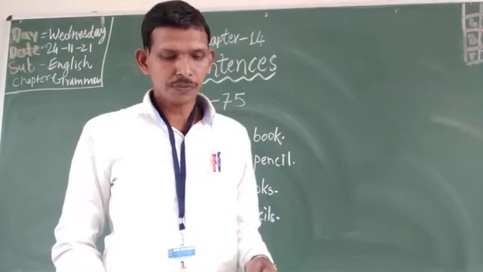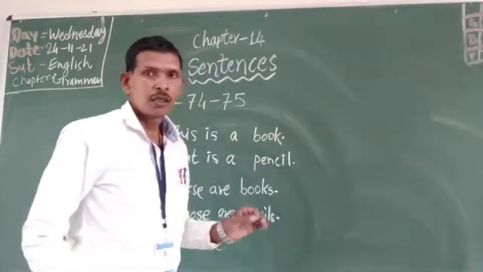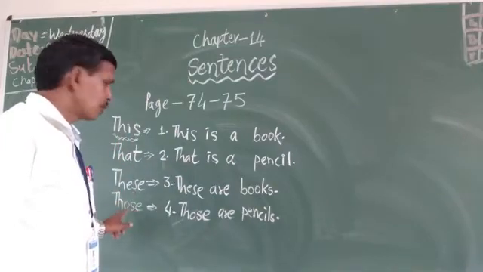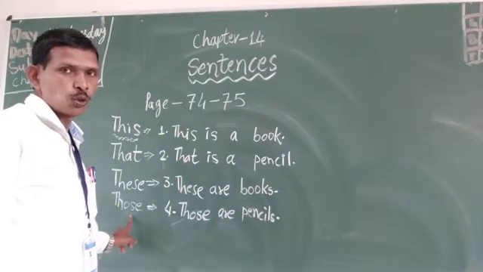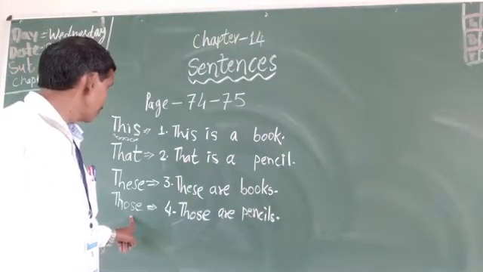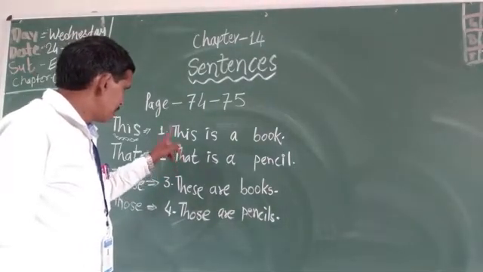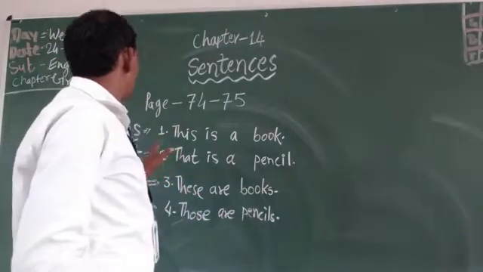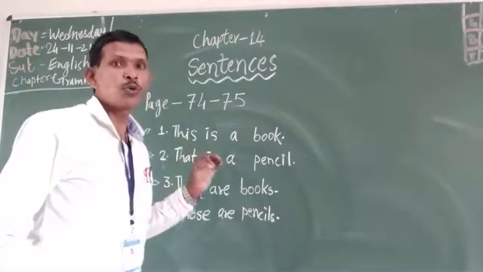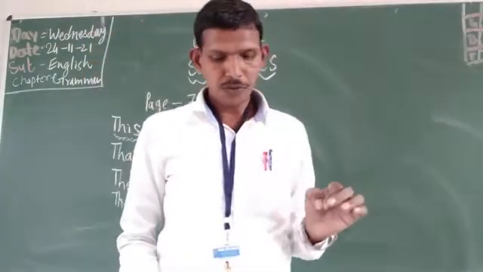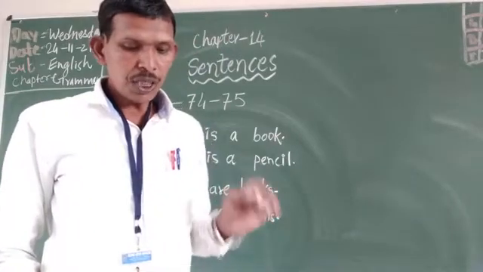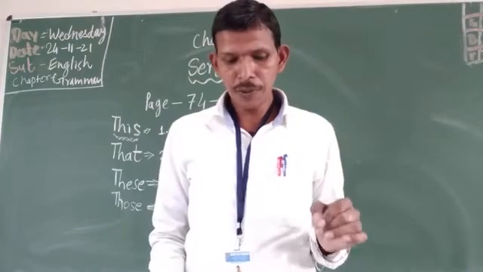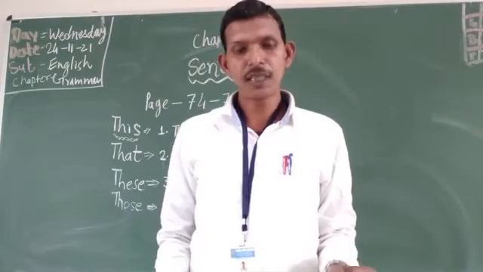So, dear student, we can see here the use of this, that, these, those. So these are sentences. Okay, and we can see here the use of this and that. So dear student, we use this and that to point to a particular person, place, animal, bird or thing.